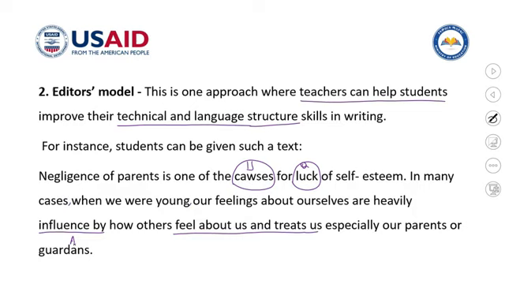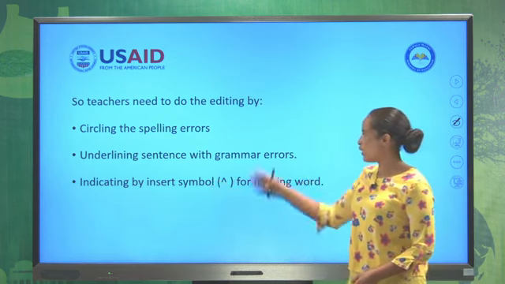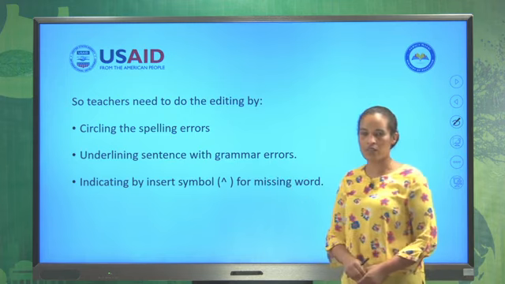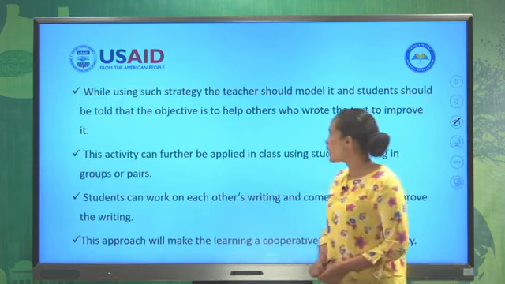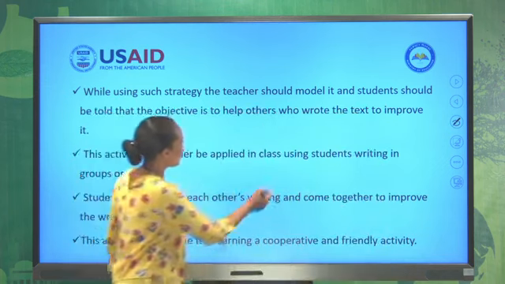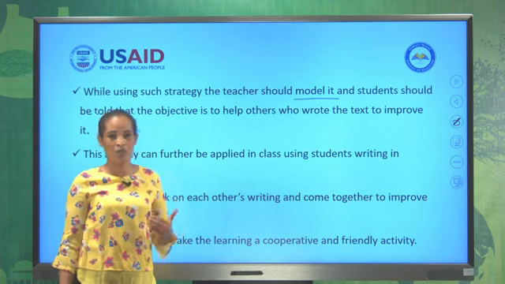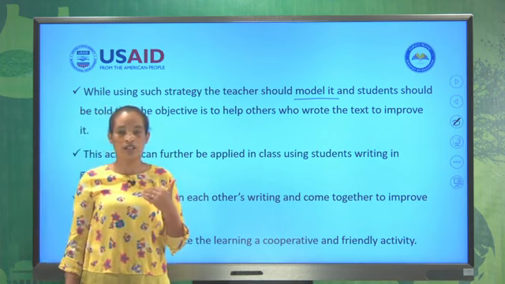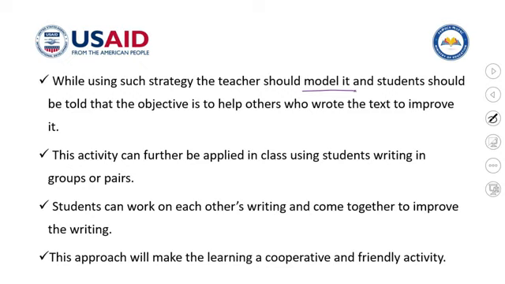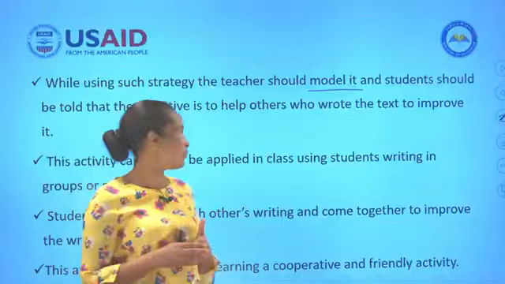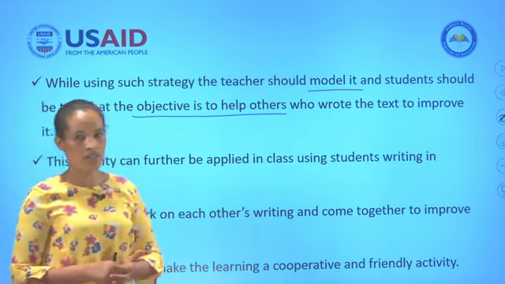Have you got the idea? Good. Let's continue. So you can do this editor's model stage by circling the spelling errors, underlining sentences with grammar errors, and also indicating missing words by inserting this symbol. While using such a strategy, the teacher should model it, and students should be told what the objective is, because most of the time, our students can be demoralized when the teachers give them feedback. So please tell why you are editing students' text. The objective is to help the students who wrote the text to improve their own text.